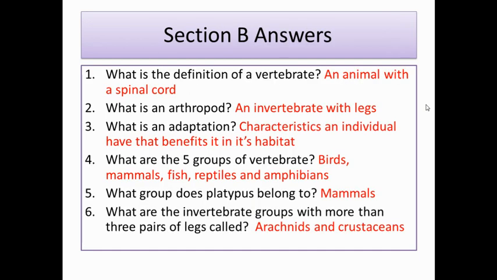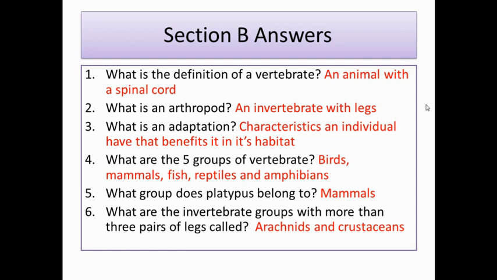So, the definition of a vertebrate is an animal with a spinal cord. An arthropod is an invertebrate with legs. An adaptation is a characteristic an individual has that benefits it in its habitat or its natural environment. What are the 5 groups of vertebrates? Okay, it's birds, mammals, fish, reptiles, and amphibians.